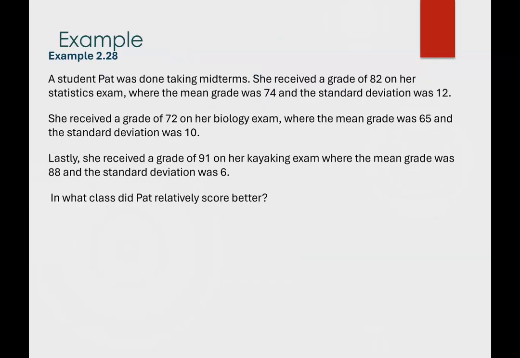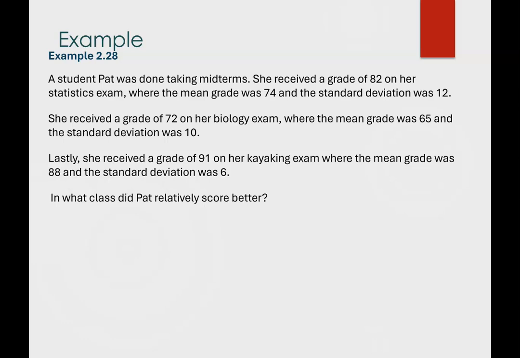In this example, a student, Pat, was done taking midterms. She received a grade of 82 on her statistics exam, where the mean grade was 74 and the standard deviation was 12. She received a grade of 72 on her biology exam, where the mean grade was 65 and the standard deviation was 10. Lastly, she received a grade of 91 on her kayaking exam, that must be fun, where the mean grade was 88 and the standard deviation was 6. In what class did Pat relatively score better?